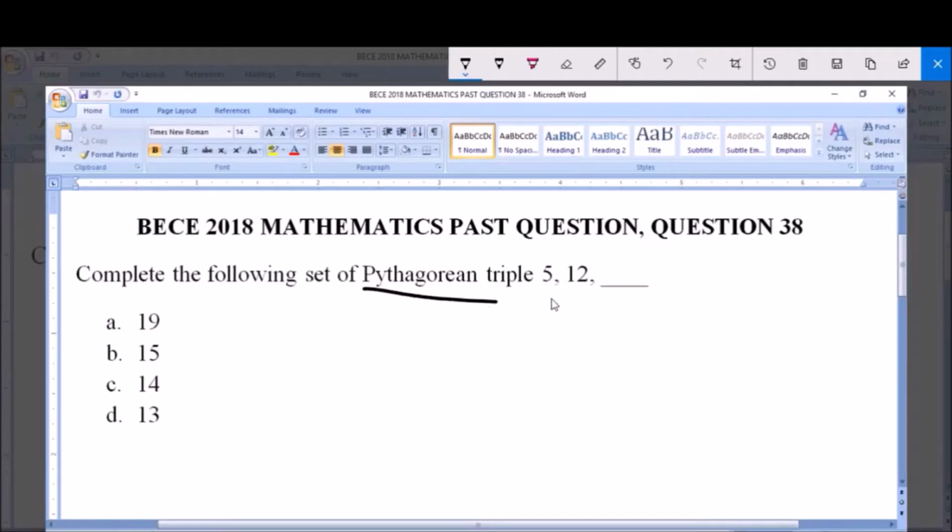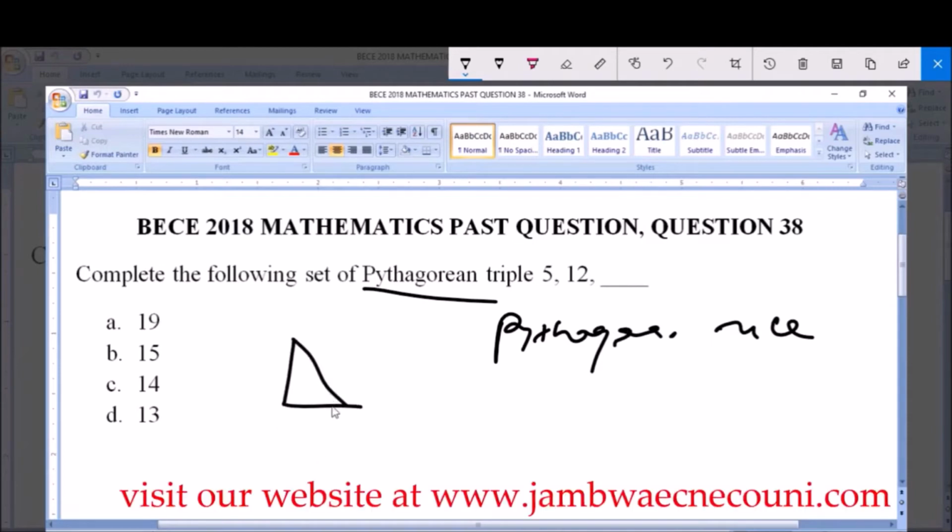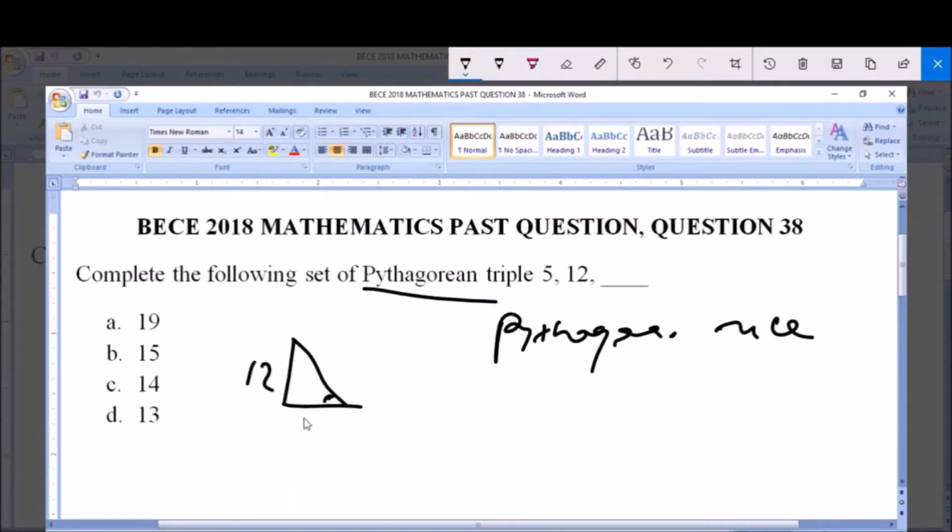When you see Pythagorean Triple, what should come to your mind is the Pythagoras rule or theorem. Now this can simply be represented with a right angle triangle. Let's say we have an angle theta here. Now this Pythagorean triple, here will be 12 and here will be 5, and we are asked to find x here. This is a simple representation of a Pythagorean triple.